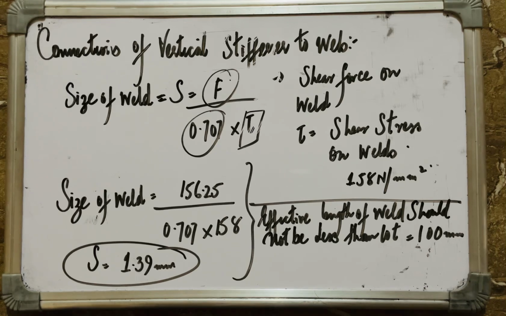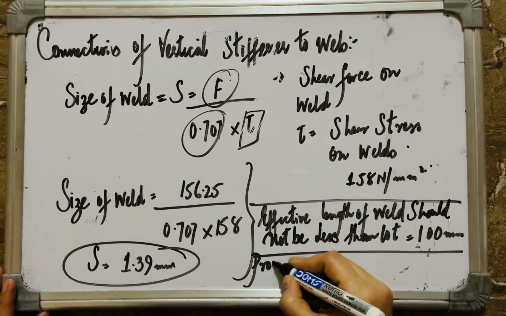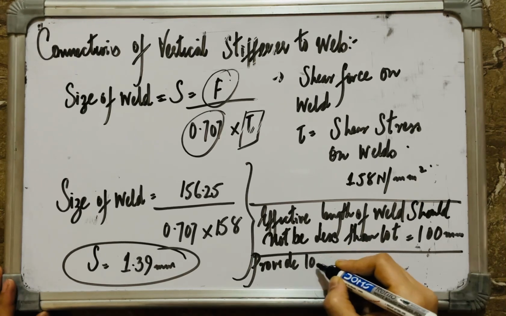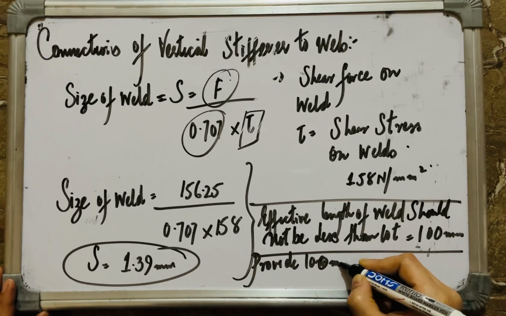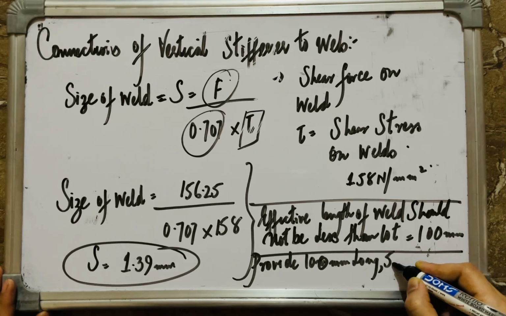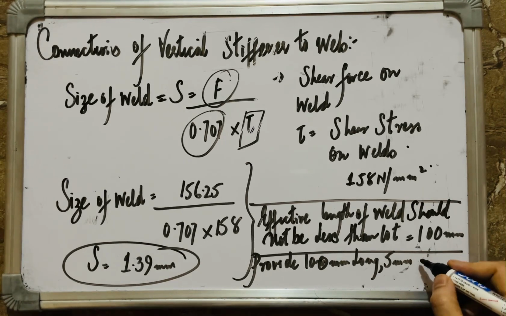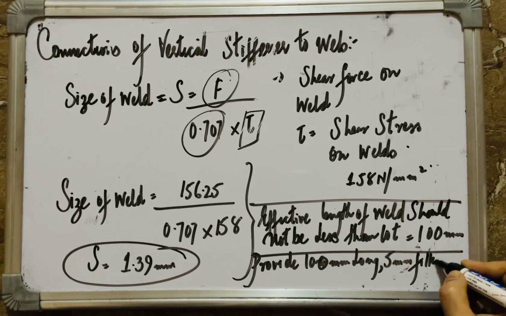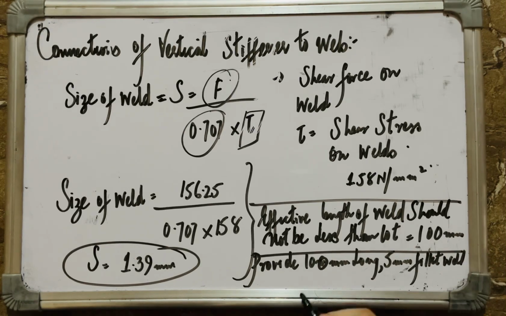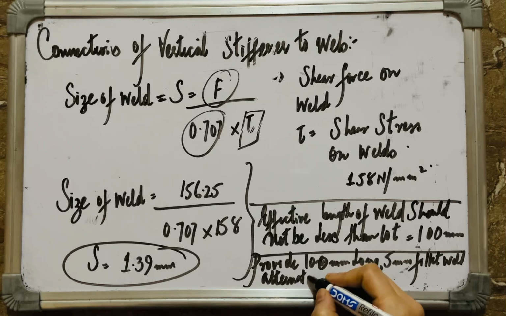Now let us design the weld. So we'll be providing a 100 mm long and 5 mm leg length fillet weld, or this is the size, alternately on both the sides.